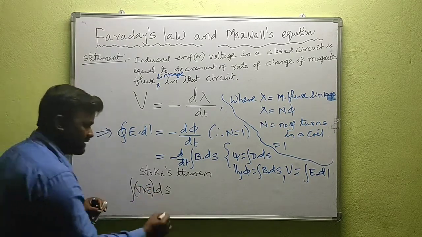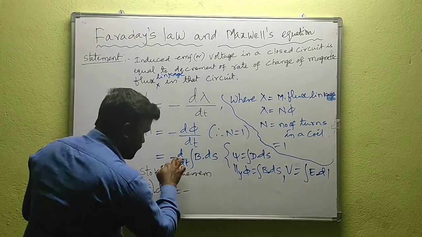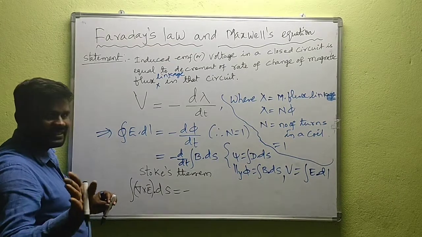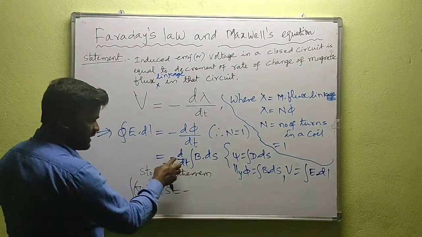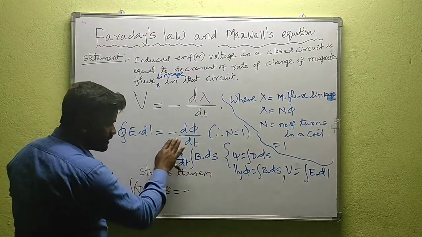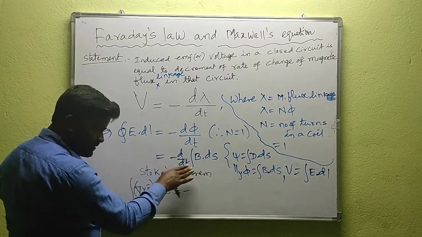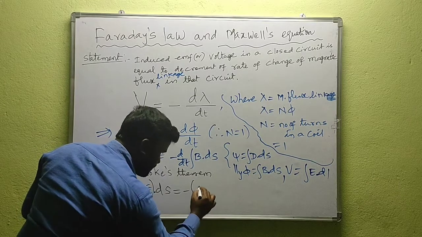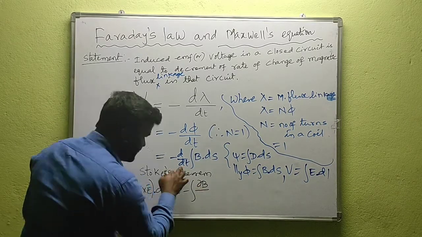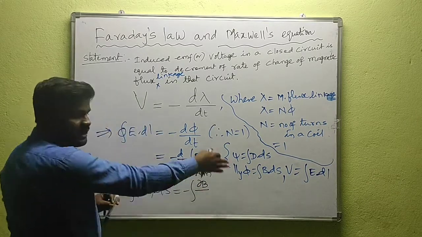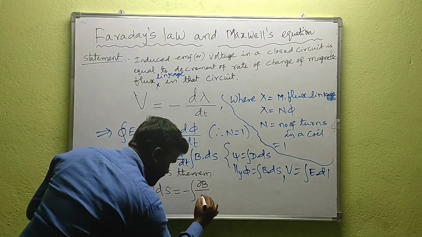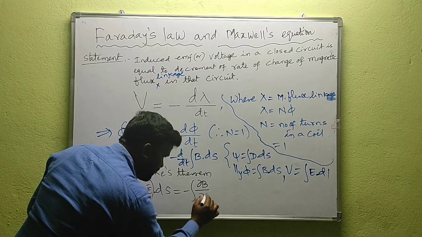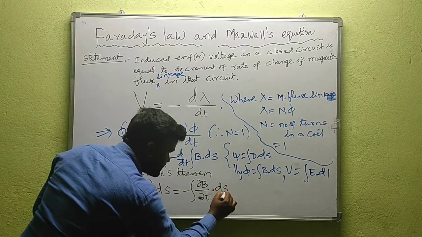Del cross E dot ds is equal to, send this one d by dt inside. Ds means what? dx dy or dy dz, dz dx, those are the space variables, whereas this one is the time variable. If I want to send this time variable parameter inside the integration, then that differentiation becomes the partial differentiation, because this time variable is independent of space variable. So that's why we can write this one as del B by del t, that means d by dt becomes what? Del B by del t dot ds.